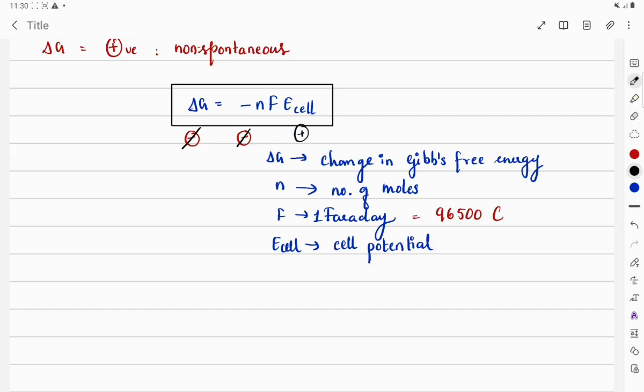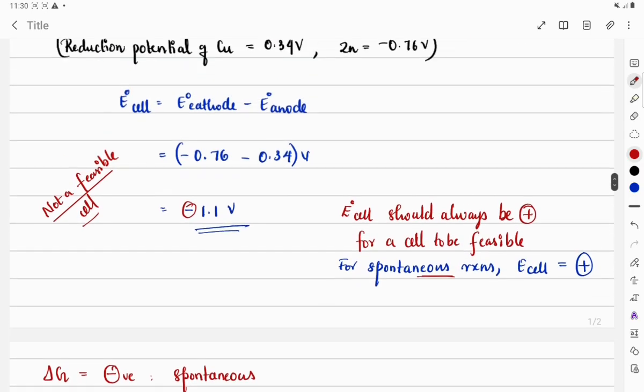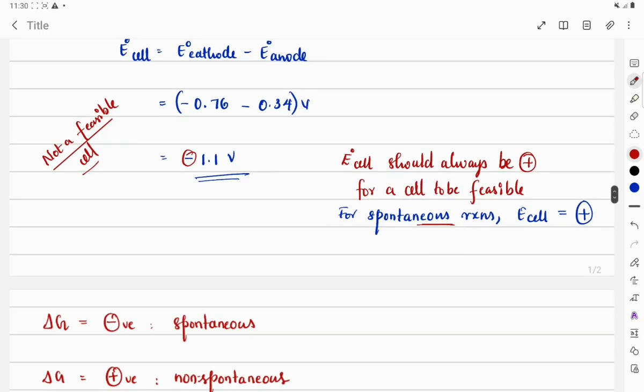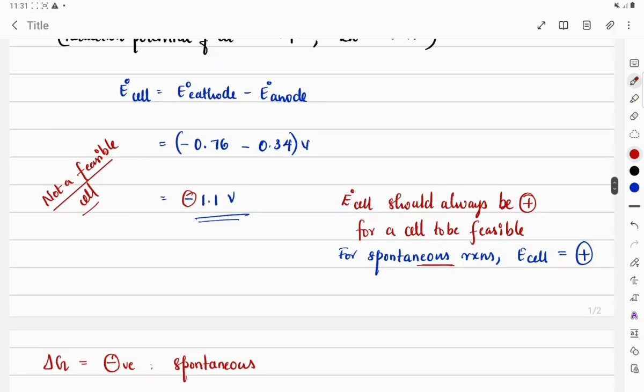What if it is negative? There is already a negative sign in the equation. N is positive, F is positive, and E cell is negative. So both negatives will cancel and give a positive value, which in turn means delta G will be positive. If E cell is negative, delta G will be positive and the reaction will not be spontaneous. It will be non-spontaneous and the cell will not be feasible, just as in the case of this particular cell. So for any cell to be feasible and the reaction to be spontaneous, delta G should be negative and E0 cell should be positive.